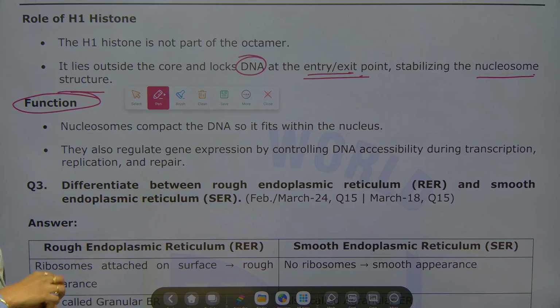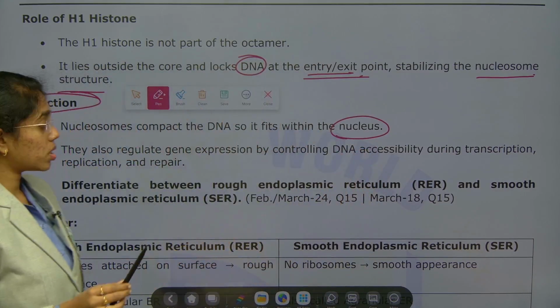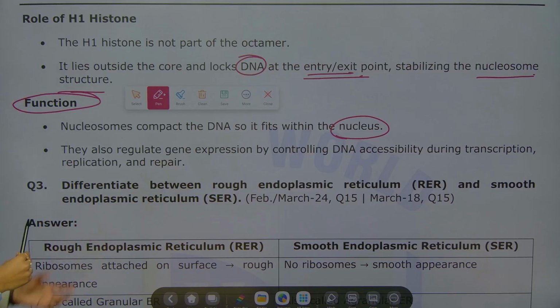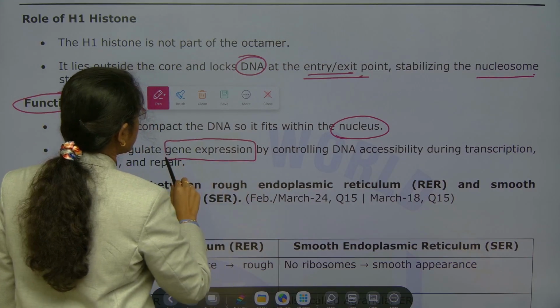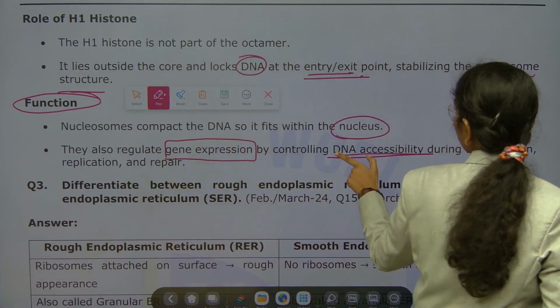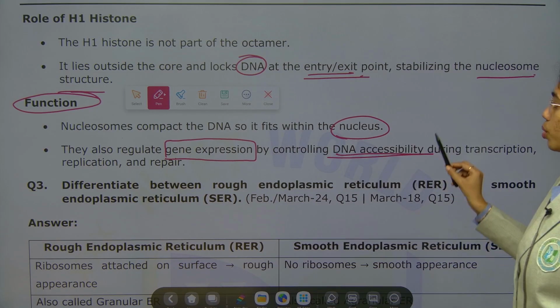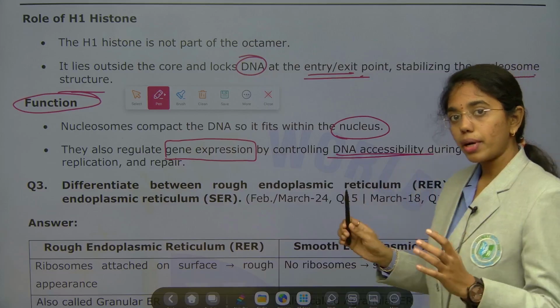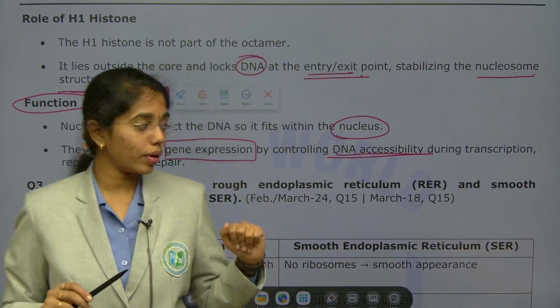Nucleosomes compact the DNA so it fits within the nucleus. They also regulate gene expression by controlling DNA accessibility during transcription, replication and DNA repair. Clear, right? This is the function of the nucleosome. First give a proper diagram, elaborate it properly, then move on to the functions of the nucleosome.